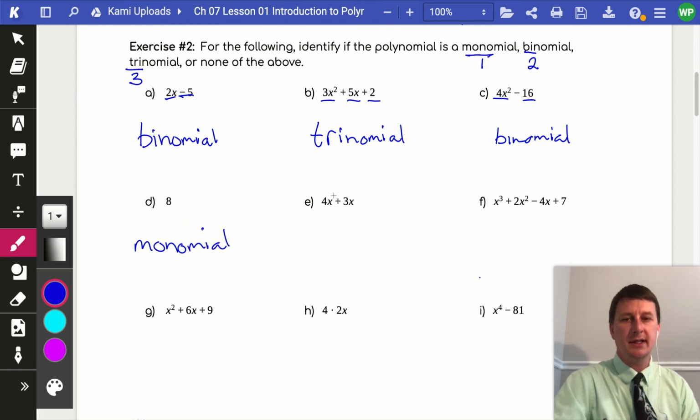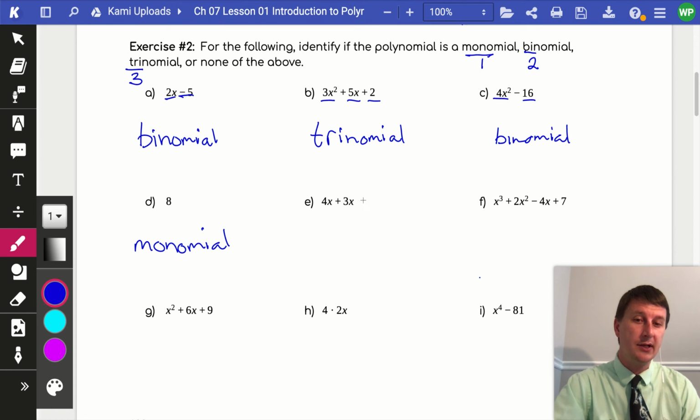Now we have an expression that says 4x plus 3x. And you might look at that and say, oh, okay, it's two terms, but 4x and 3x are like terms. So we can actually combine 4x plus 3x and we get 7x, and 7x is a monomial because that's an expression with one term.